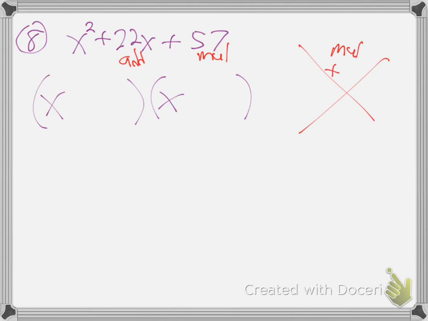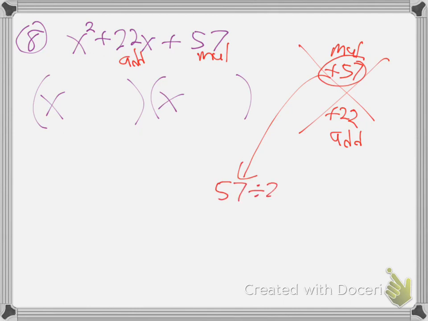Yeah, so multiply to 57, add to 22. So take the 57, the multiply number, and just start dividing. Divide by 2, divide by 3, divide by 4, divide by 5. Just start dividing by things on your calculator. If you divide by 2, you'll get some decimals, so forget that. Divide by 3, 19, and you think, could that do it? Yeah. Fine. That's my pair.